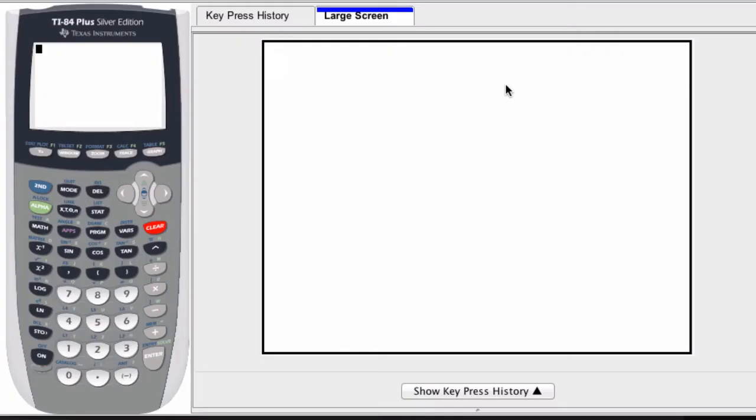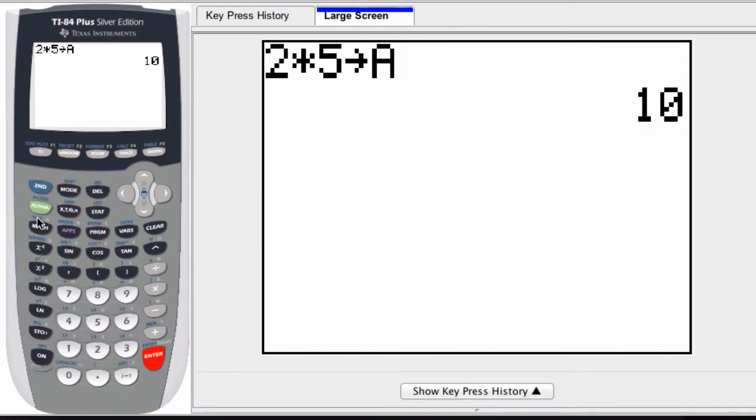In this video, we're going to look at implied multiplication with variables and negative variables. What I could do, for example, is set up a variable. Let's say I have 2 times 5, and that's an expression. That's 10, and we'll store it to A. So A will represent 10. We can recall this by hitting alpha and A, just to confirm that A is set to 10.